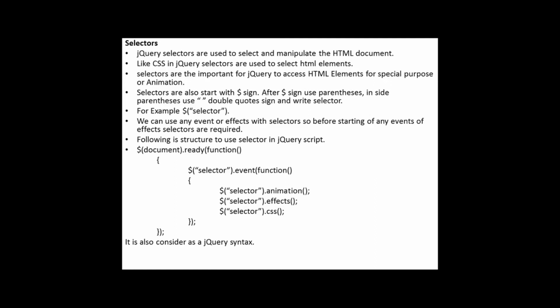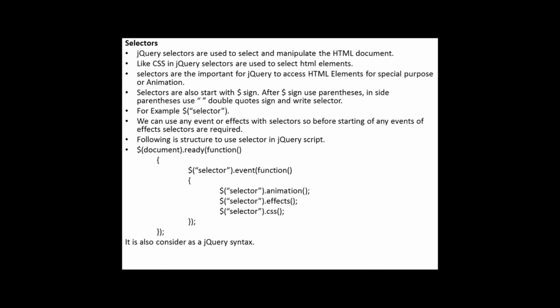jQuery selectors are used to select and manipulate the HTML document. Selectors are important for jQuery to access HTML elements for special purposes or animation purposes.